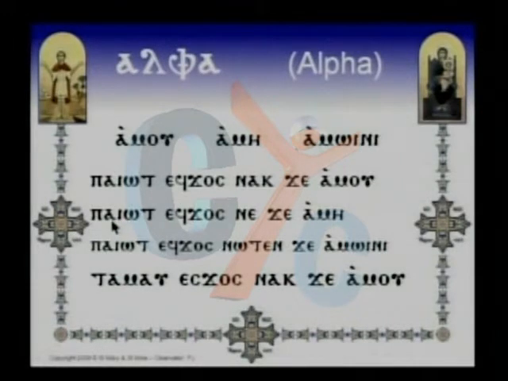For a girl, it's tamav, es goes ni, je ami. Tamav, es goes ni, je ami. For plural, it's tamav, es goes noten, je amoini.